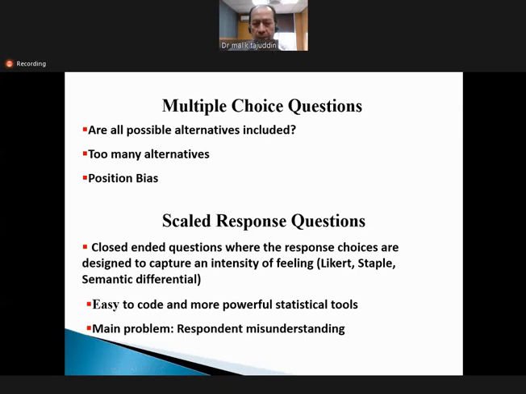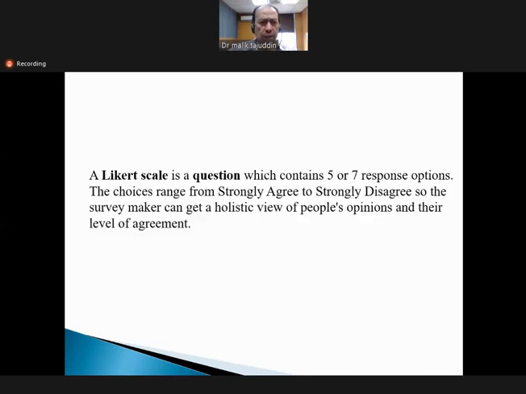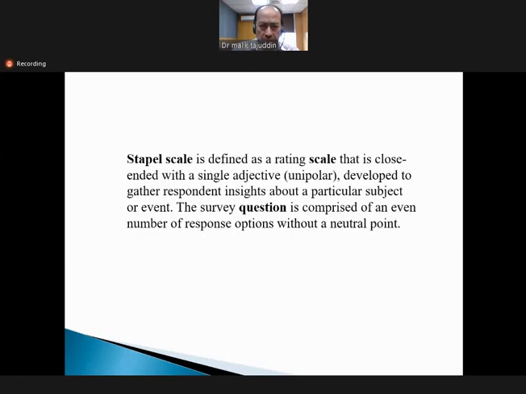The main problem is the respondents' misunderstanding. They are slightly difficult, so the interviewer has to explain to the respondent. But if there is no interviewer involved and you are mailing it, then you have to give explanations in brackets. So what is a Likert scale? It is a question which contains 5 or 7 responses. Optimally, the survey maker can get a holistic view of the people's opinion and level of agreement. As I said, strongly agree, agree, then neither agree nor disagree, then disagree, then strongly disagree. So these are the different intensities. It may be up to 5 or up to 7, and this is called the Likert scale.